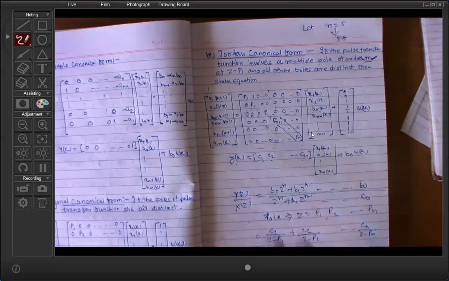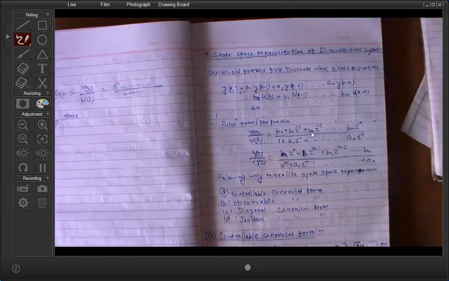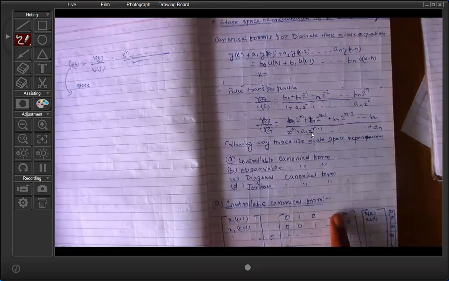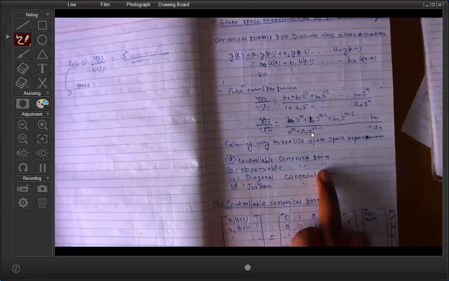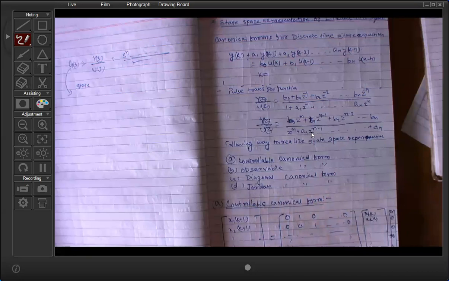So those are the basic ways how you can convert a pulse transfer function to a state space representation. As I told you, the state space representations are non-unique. The same pulse transfer function you can represent in different ways. The first way is called the control canonical form, the second form is called the observable canonical form, the third form is called the diagonal canonical form, and the fourth form is the Jordan canonical form.